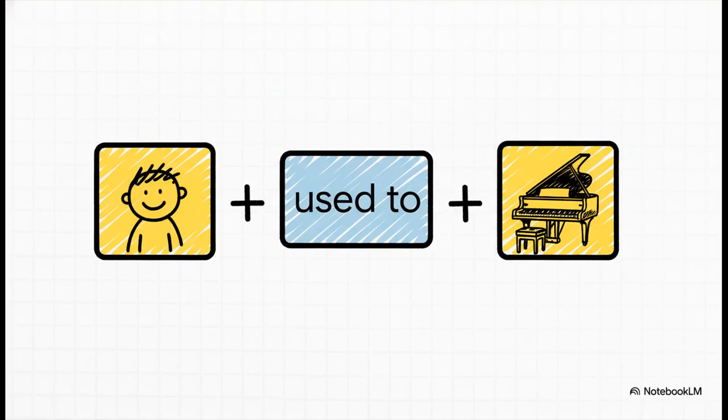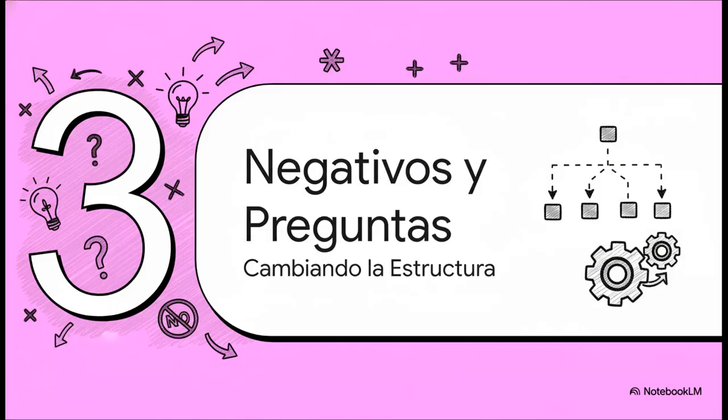And the formula really is that simple. You take the subject, you add used to, and then you pop in the base form of the verb, no conjugation. It doesn't matter if you say I, she, or they, the structure never changes. For example, she used to play the piano. Easy, right?